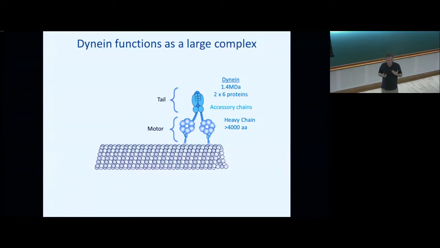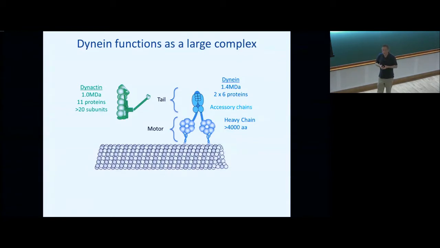So dynein doesn't work on its own. There's an essential cofactor called dynactin. This contains another 23 different subunits and is about a megadalton in size. So when you put this dynein and dynactin together, you've got a structure that's 2.4 megadaltons. It's about the same size as a ribosome and the same sort of complexity in order to do this transport process.